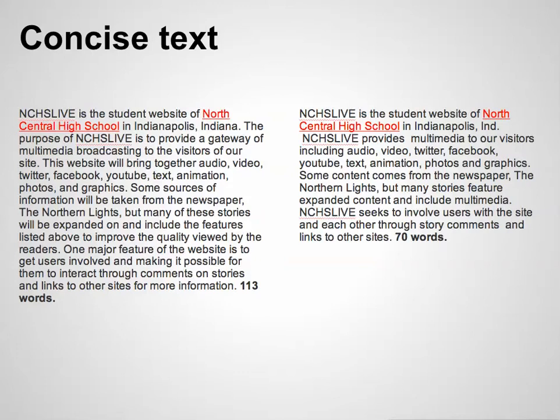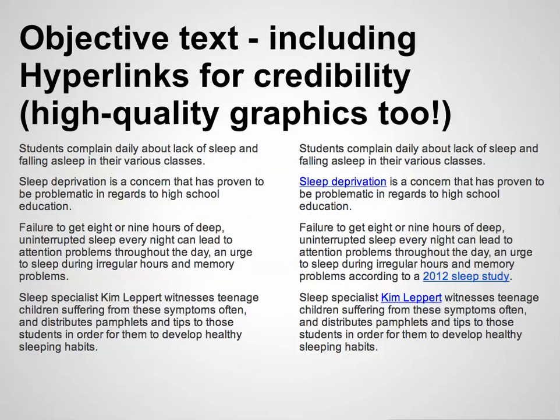So just get rid of those words that you don't need, words that are vague, like making it possible, provide a gateway. Just get rid of all that and be concise, because people don't like to read wordy stuff on the internet. And then finally, you want to have objective text. Now, your students should be doing this anyway. They should be objective because they're journalists. They should at least try their best.